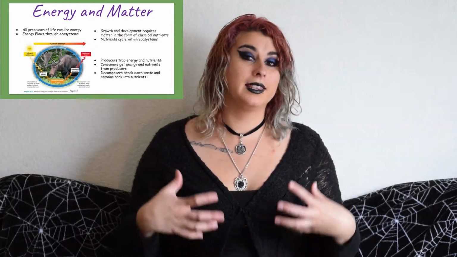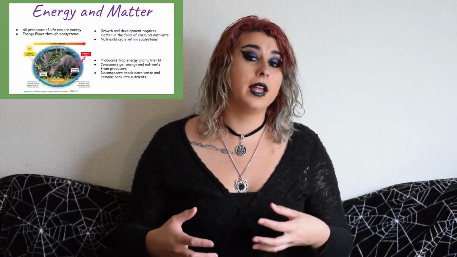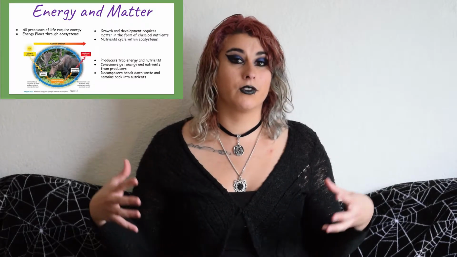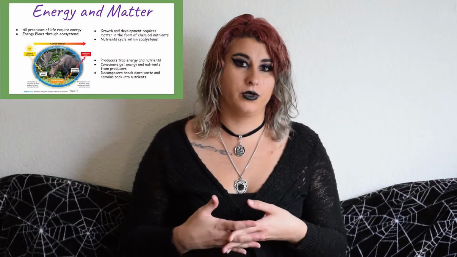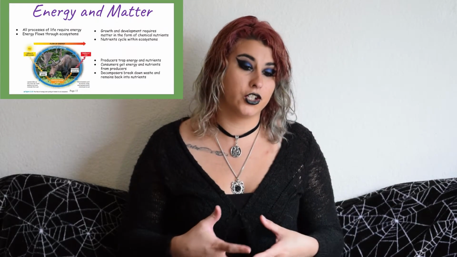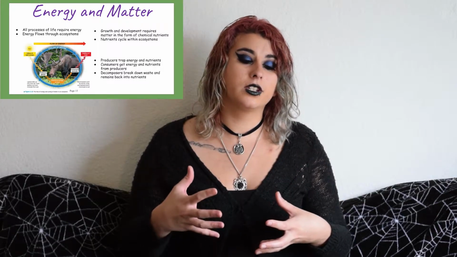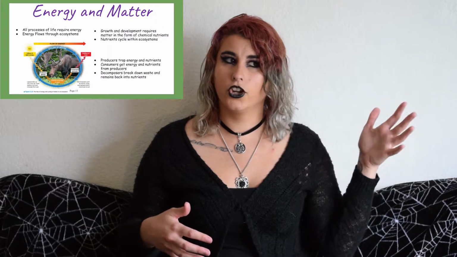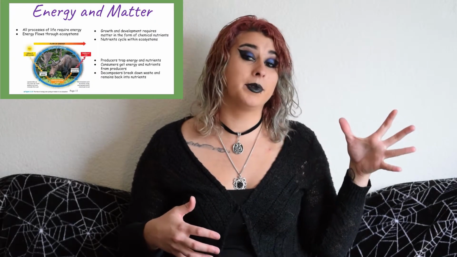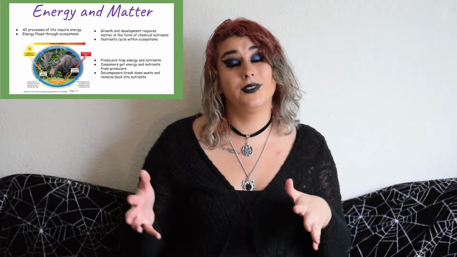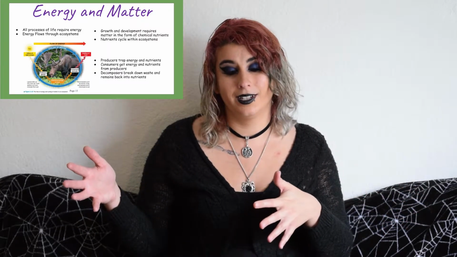The fourth main theme of biology is that energy and matter in the form of chemical nutrients are necessary for organisms to survive, grow, and reproduce. Now, all processes in life require energy, and this energy is going to flow through an ecosystem, starting as light energy from the sun that gets trapped by the primary producers like plants, and eventually leaves that ecosystem as heat.